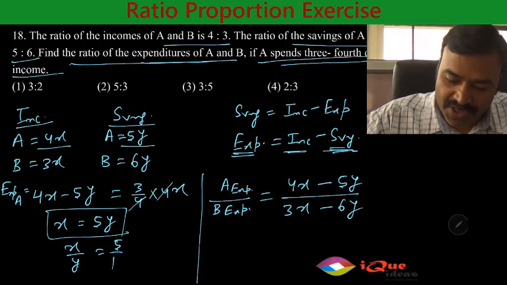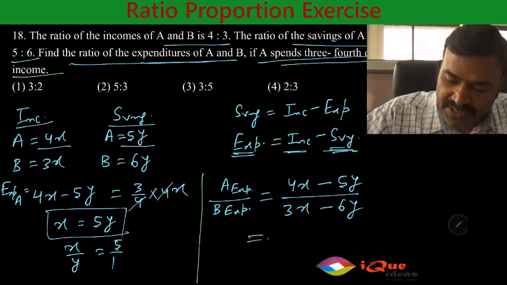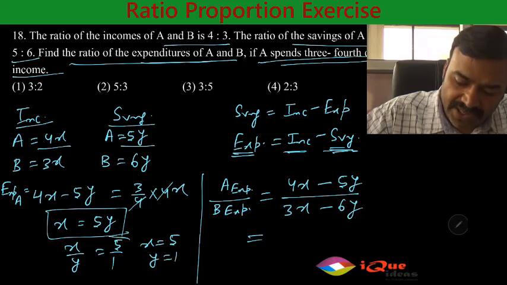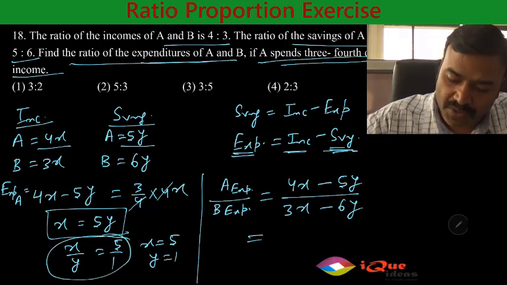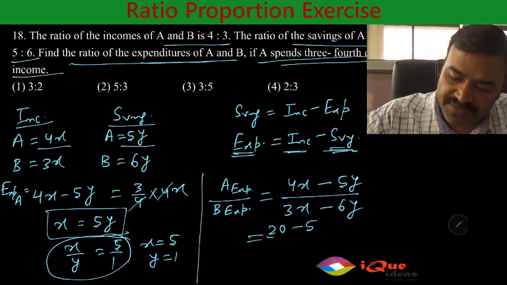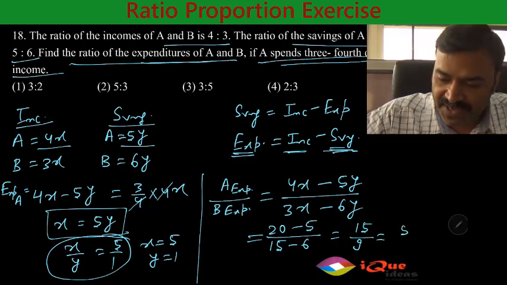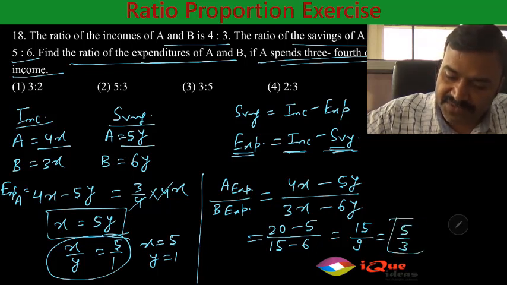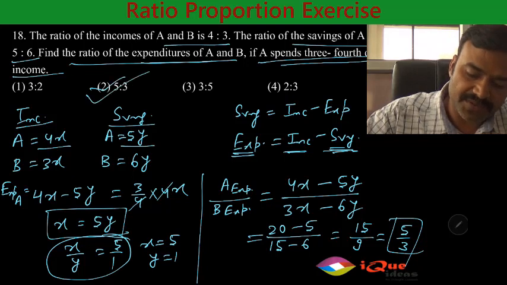Alright. Now here is the same power thing, so you can directly put x equal to 5 and y equal to 1, because you already have calculated x upon y equal to 5 is to 1. So put x equal to 5: 4 into 5 is 20, minus 5 into 1 is 5; 3 into 5 is 15, minus 6 into 1 is 6. So it is 15 divided by 9, or 3 cancels, we get 5 by 3. So the correct answer of this question is 5 is to 3, that is the second option.